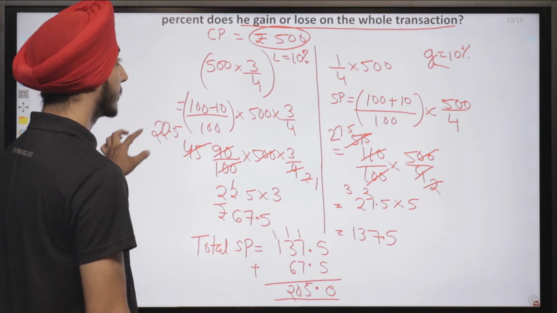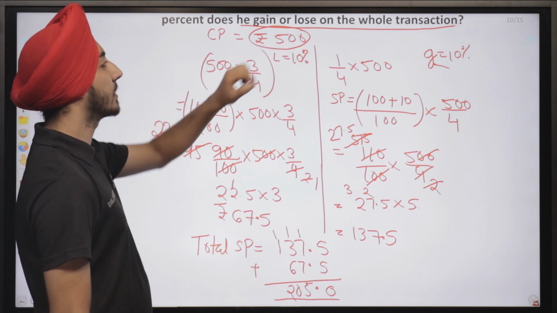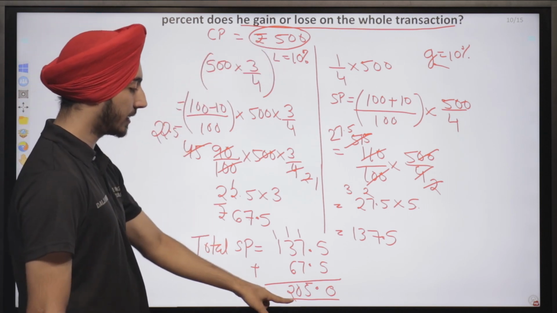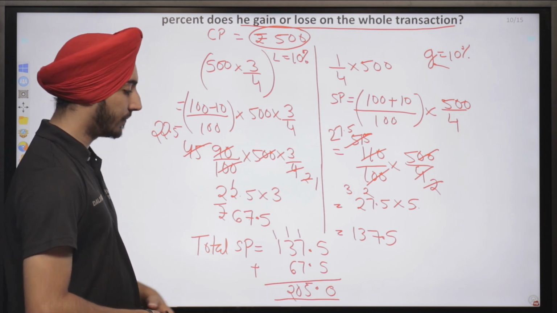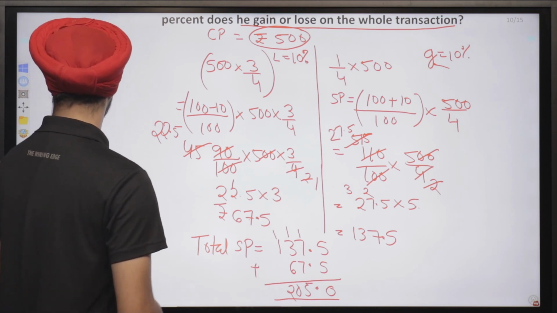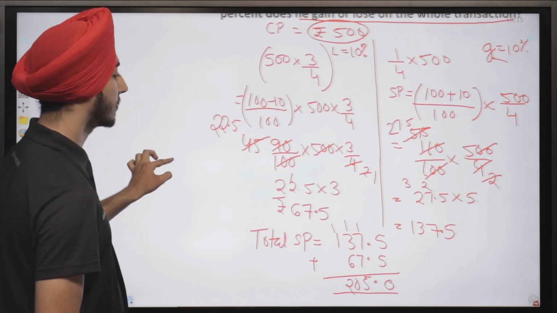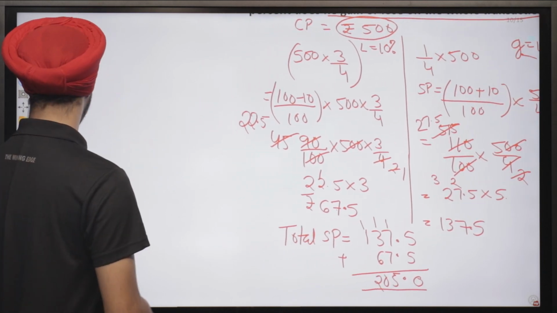So what was our cost price? Cost price was rupees 500. Okay, and what is the selling price that we have got? Selling price we have got equal to 205.0. So what will be here? There will be obviously loss. So हम क्या करेंगे? Loss percent निकालेंगे.